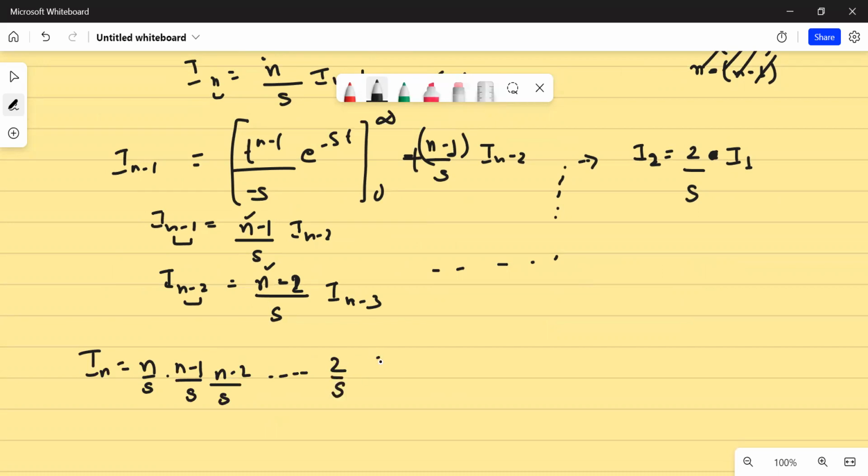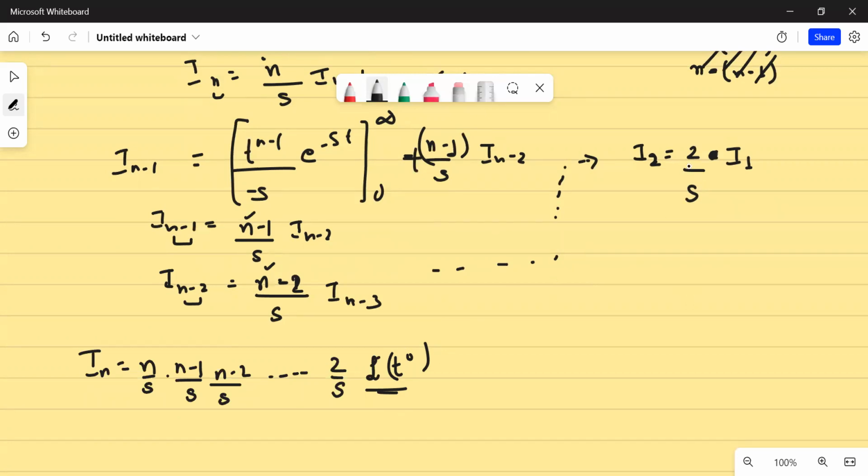And then again you have to take a Laplace transform of t power 0. That is not here, because if you write here I1, then it will become I0. Okay, so instead of I0, I'm writing Laplace transform of one of these. Is that clear or not clear?